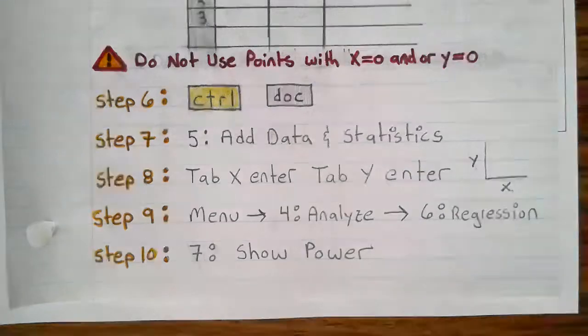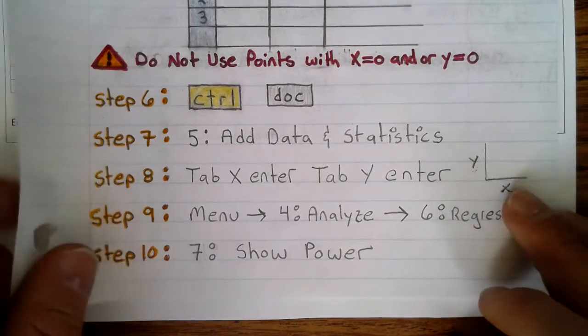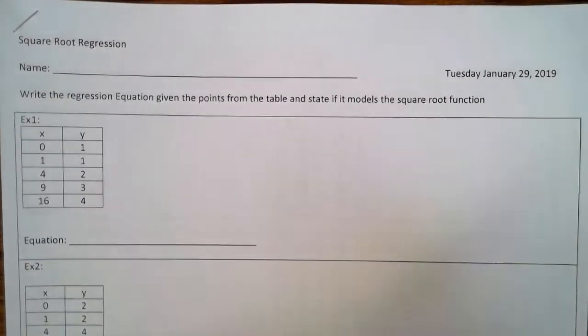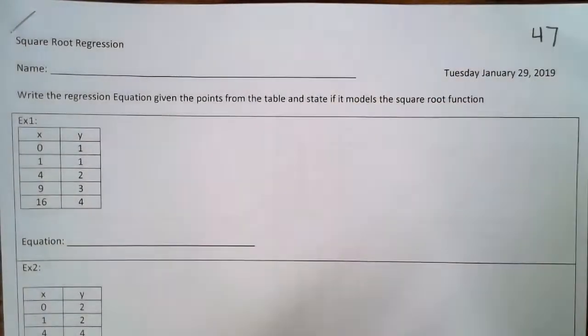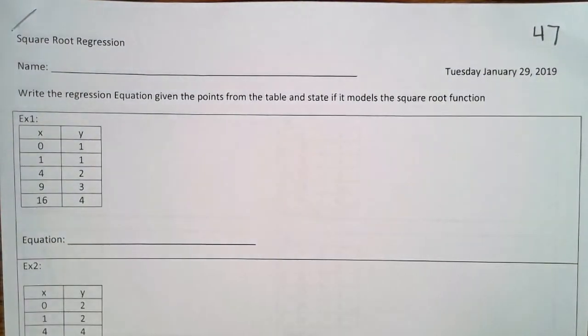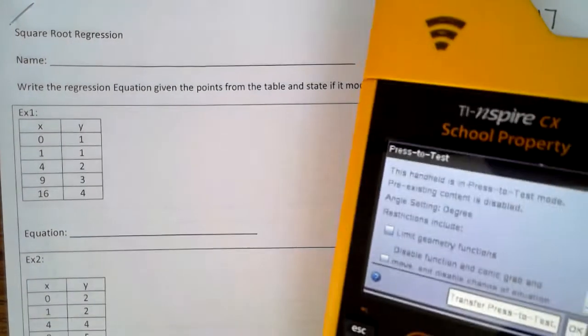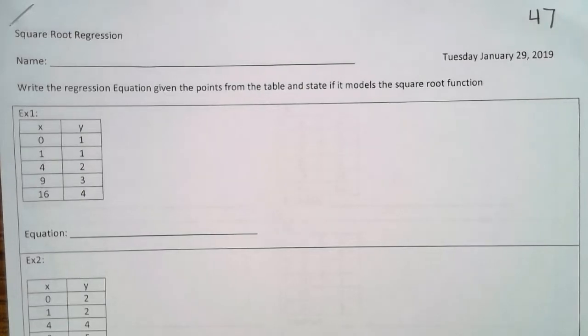If you would, update your notes. All right, now your notes are updated. Let's take a look at our examples on page 47. Now, if you do not have an Inspire at this time, you might wait to start watching the rest of this video until you do. Now you can continue. All right, so it says write the regression equation given the points from the table and say if it models the square root function.